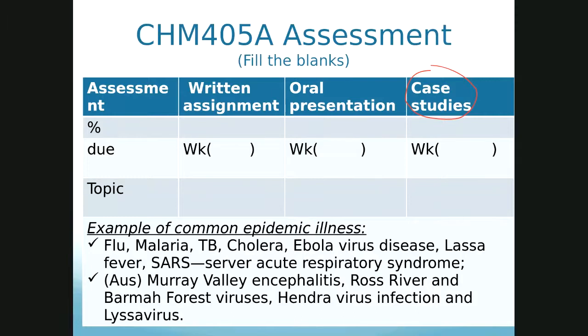Here I have an example of common epidemic illness besides influenza, malaria, tuberculosis, cholera, and Ebola. There are also some very interesting terms, Lassa fever. And for Australia, I have Murray Valley encephalitis, Ross River, and Hendra virus infections, and these viruses.